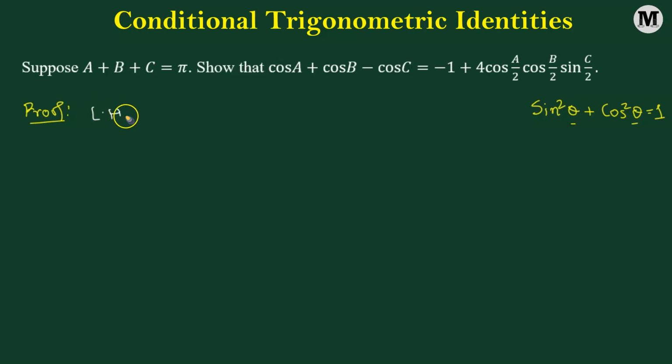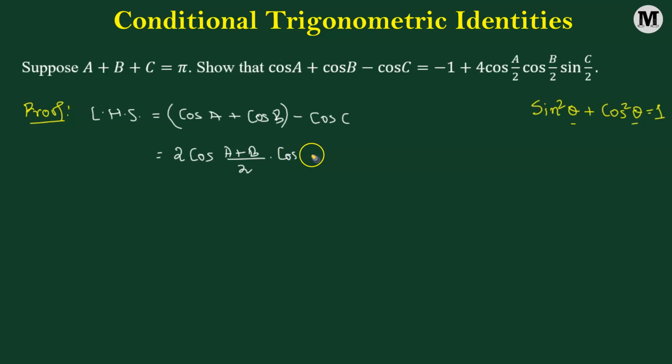On the left hand side we have cosine of angle A added to cosine of angle B minus cosine of angle C. We're going to combine the first two terms. We have a standard formula for adding two cosine functions, given by 2 times cosine of the angle (A plus B) divided by 2, multiplied by cosine of the angle (A minus B) divided by 2, minus the second term, which is cosine of C.